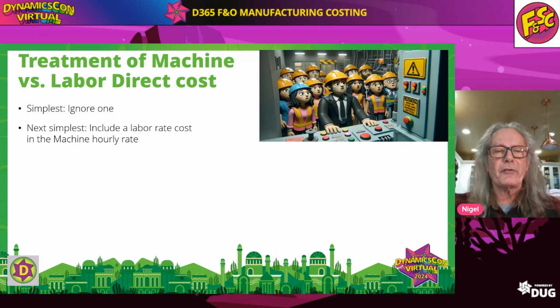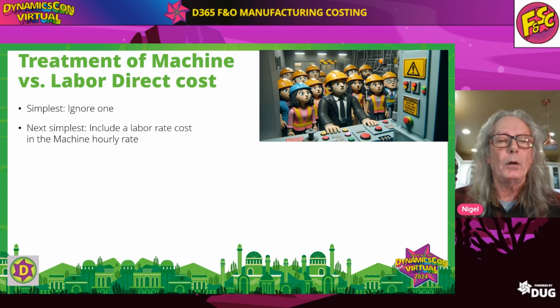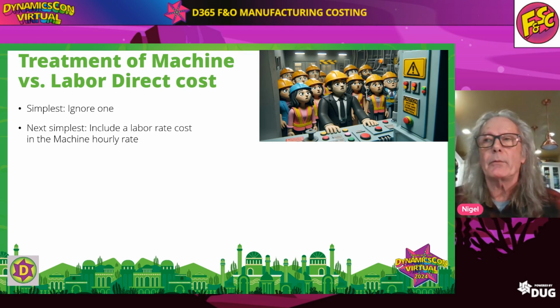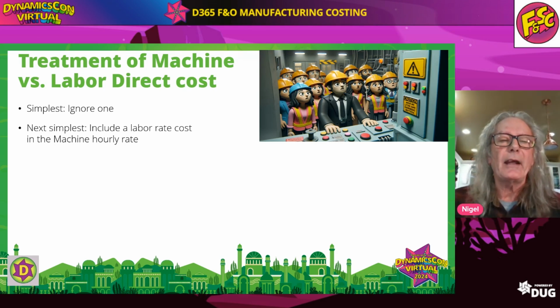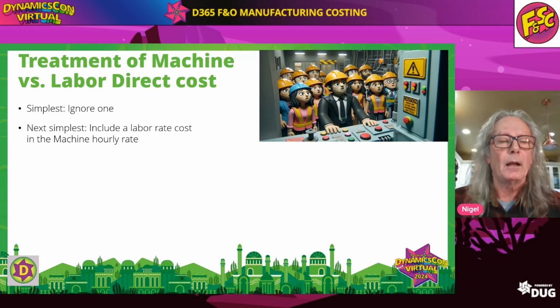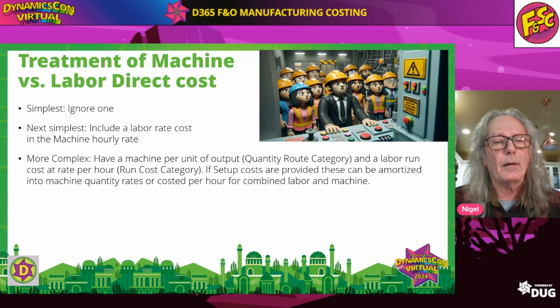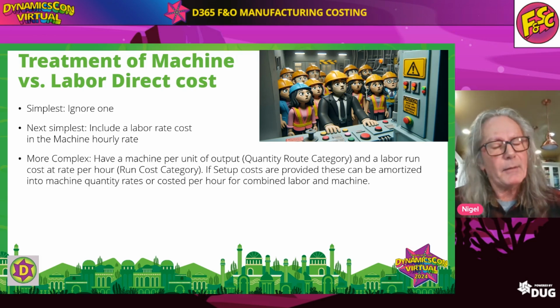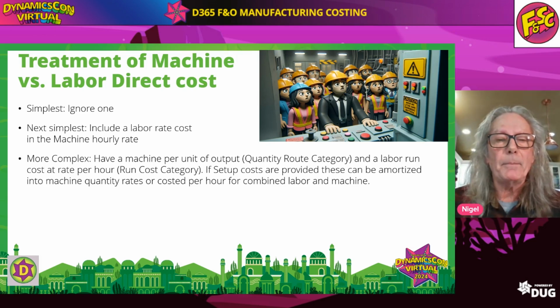The next simplest is include a labor rate cost in the machine hourly rate. So, it costs me so much to run this machine, and it costs this much more to man it. So I end up with an hourly rate for the machine, or maybe a unit rate per unit produced that takes into account the labor content. Now, you won't be able to distinguish the labor content from the machine content, but you still will end up with arguably a more representative cost.